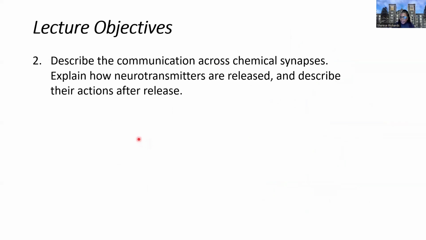Let's look at lecture objective number 2: to describe the communication across chemical synapses, specifically explaining how neurotransmitters are released and describe their actions after that release. So we can already begin to see here that neurotransmitters are involved. So we're not just dealing with electrical impulses here. We're going to convert that electrical impulse into a chemical release of neurotransmitters. And that is how the signal crosses that larger synaptic junction or that synaptic cleft.